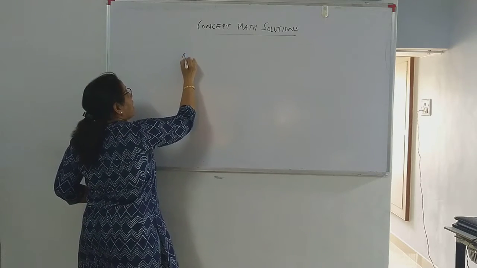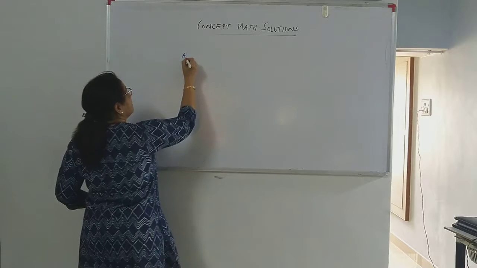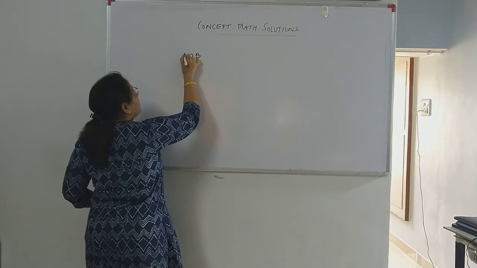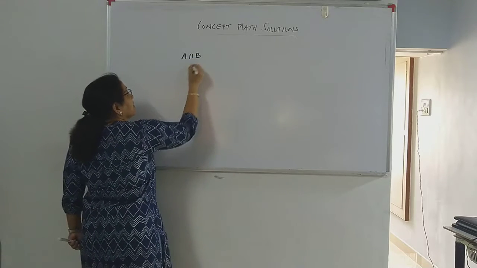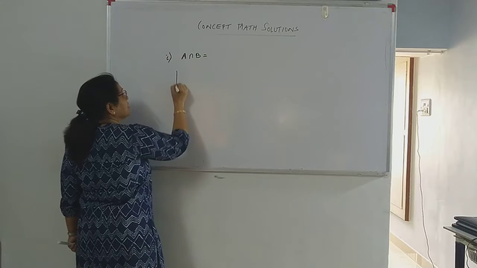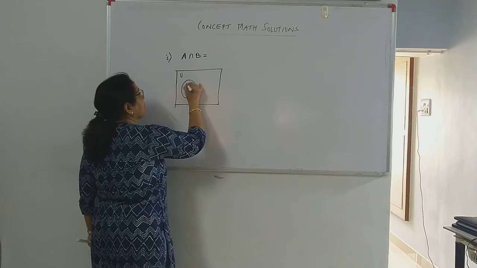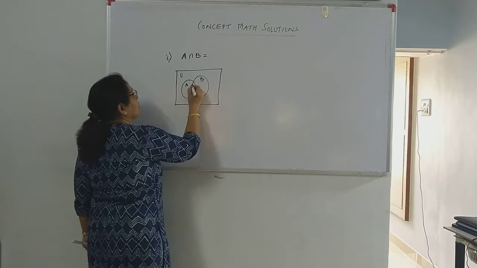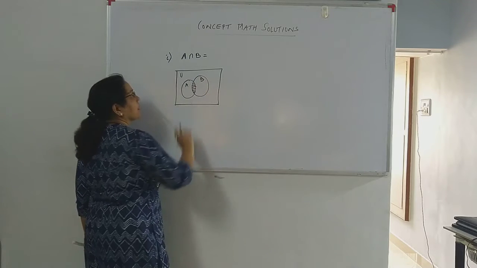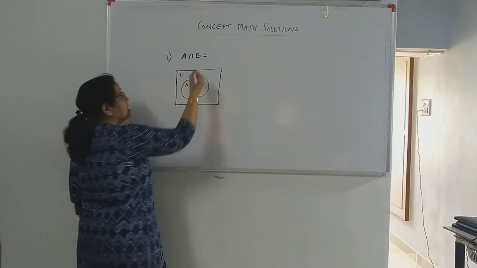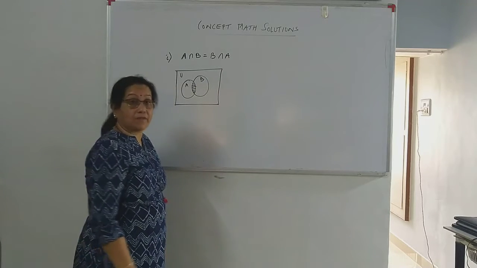If we have a set A and we take its intersection with B, then we know it contains all elements which are in A and in B. A intersection B, if I draw a Venn diagram, we all know that this is A intersection B. This will be B intersection A also. That is, intersection is commutative.